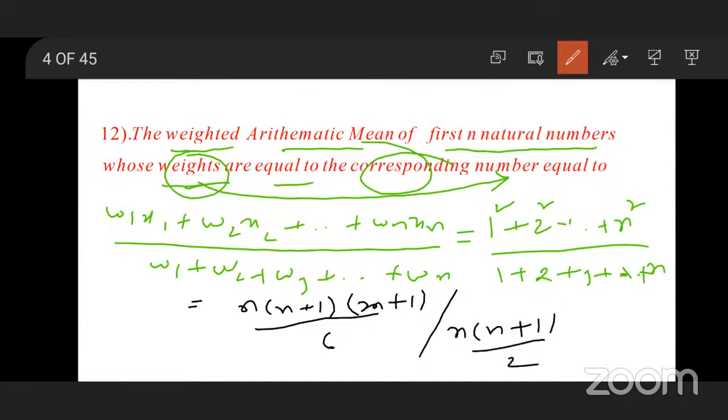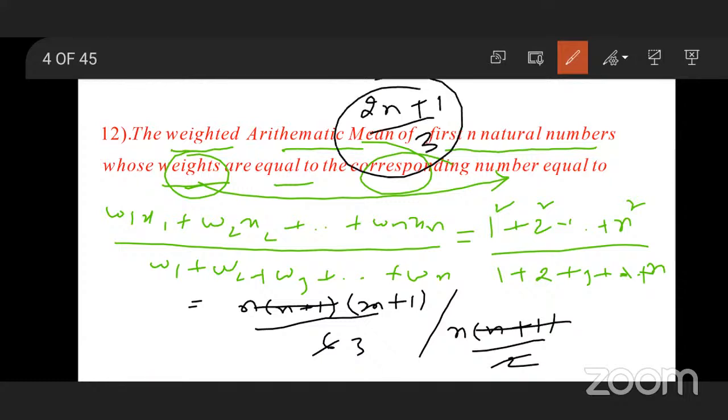In the denominator, the value is 1 plus 2 plus 3 and so on. n into n plus 1 and n into n plus 1 get cancelled. 2 ones are 2, 2 threes are 6. What is our solution? Our solution is 2n plus 1 by 3, which is our correct solution.